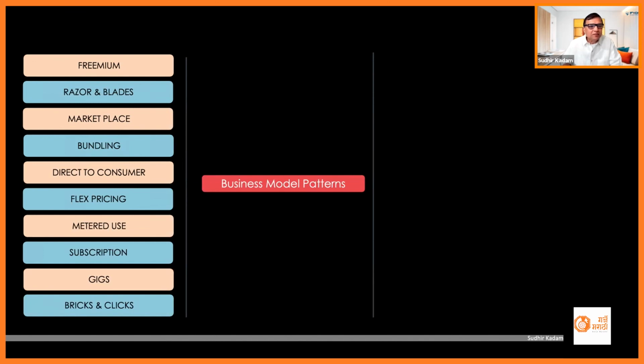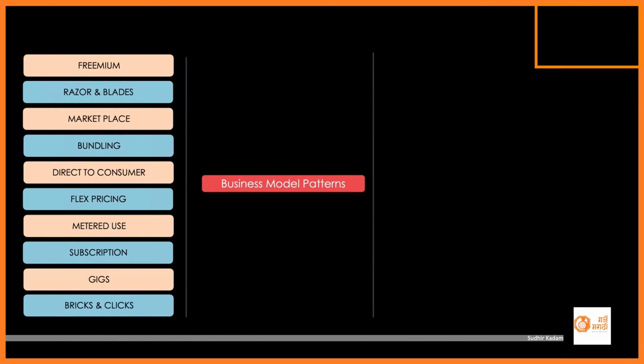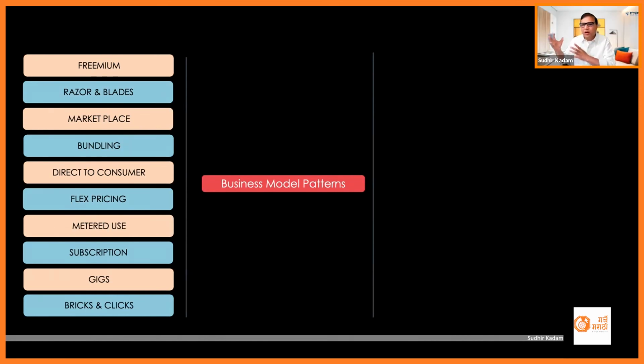So the bricks and clicks model, basically, we have companies like Walmart, or companies like Big Bazaar. They have a physical store as well as an e-commerce store, an online store, and they can leverage that very effectively. I'll give an example of a company called Walmart.